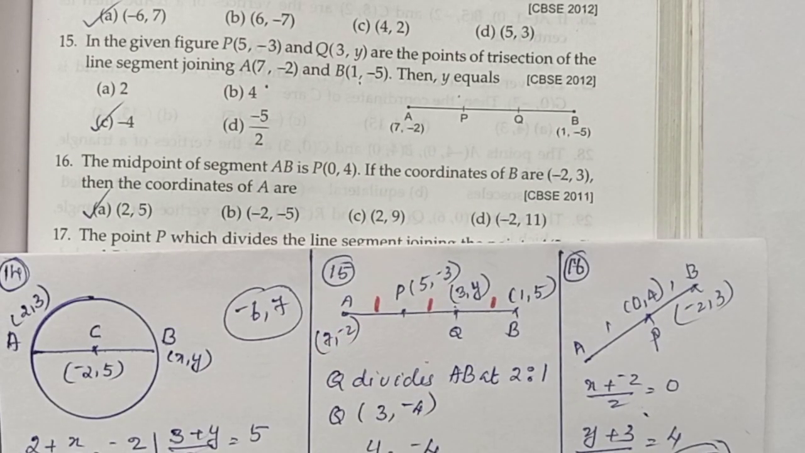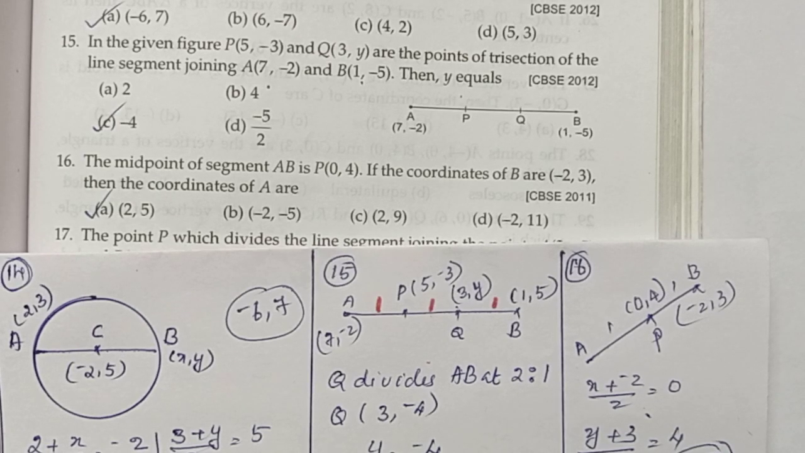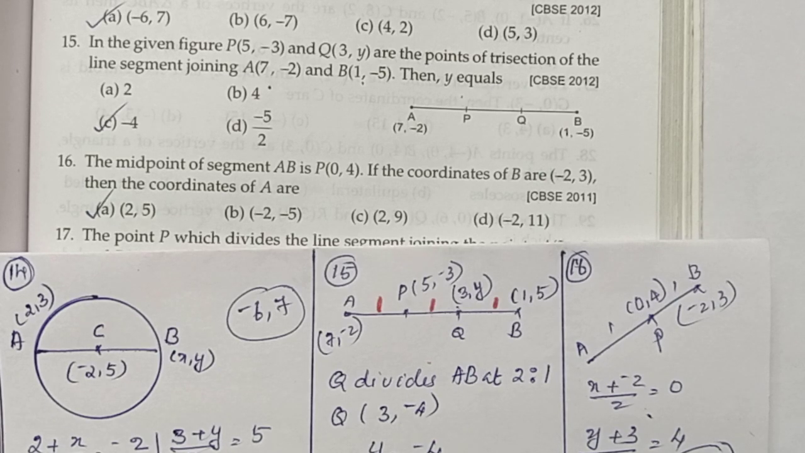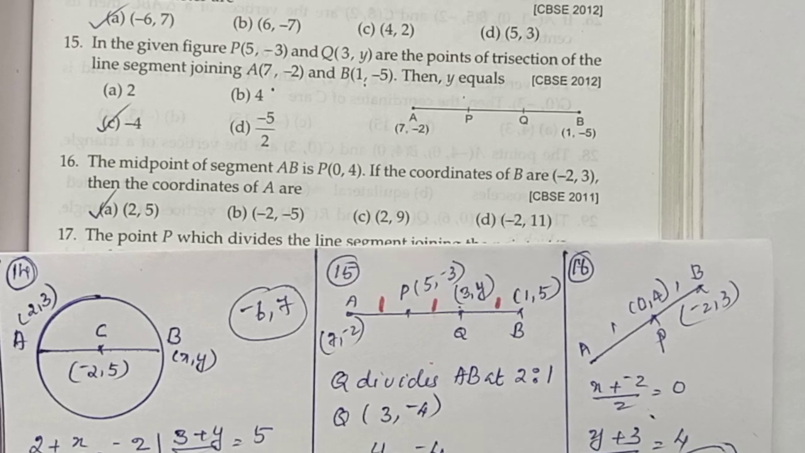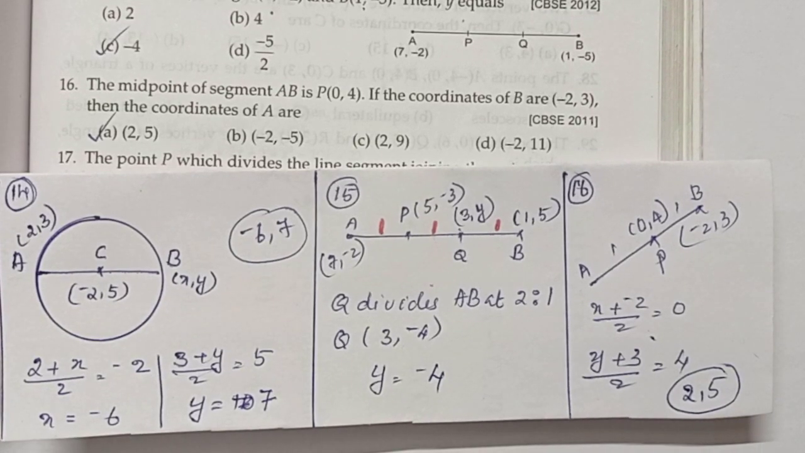Next question: the midpoint of AB is P(0, 4). If the coordinates of B are (minus 2, 3), then the coordinates of A are, given that it is dividing in the ratio 1:1 because it is the midpoint, we will get the answer as (2, 5).